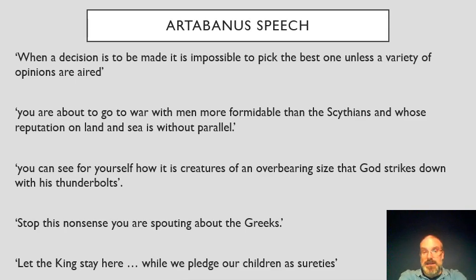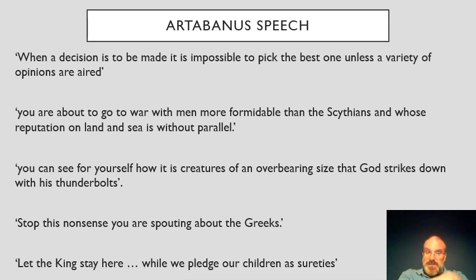And already there's an issue because Artabanus can only speak because he is Xerxes' uncle, and it even says that explicitly. Everyone else was too afraid to speak, but Artabanus can because he's Xerxes' uncle and is therefore, in theory, safe, although that isn't actually how it plays out. He's threatened and almost has his head cut off.